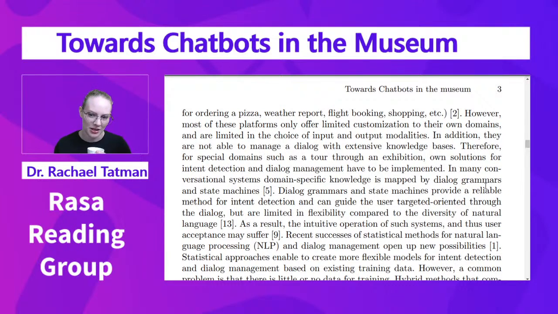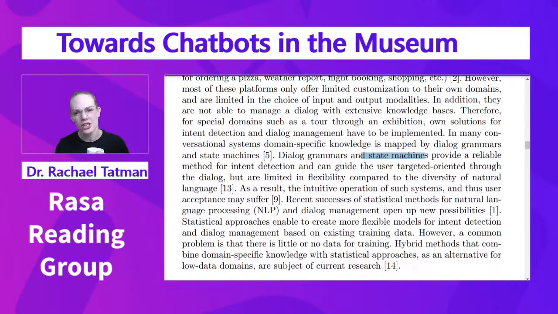Dialogue grammars and state machines provide a reliable method for intent detection and can guide the user target-oriented through the dialogue, but are limited in flexibility compared to the diversity of natural language. I'm not as familiar with dialogue grammars, but state machines generally are more for deciding what to say next than for identifying what the person just said. Generally and historically, I'm sure you could use them for that. As a result, the intuitive operation of such systems, and thus user acceptance, may suffer.